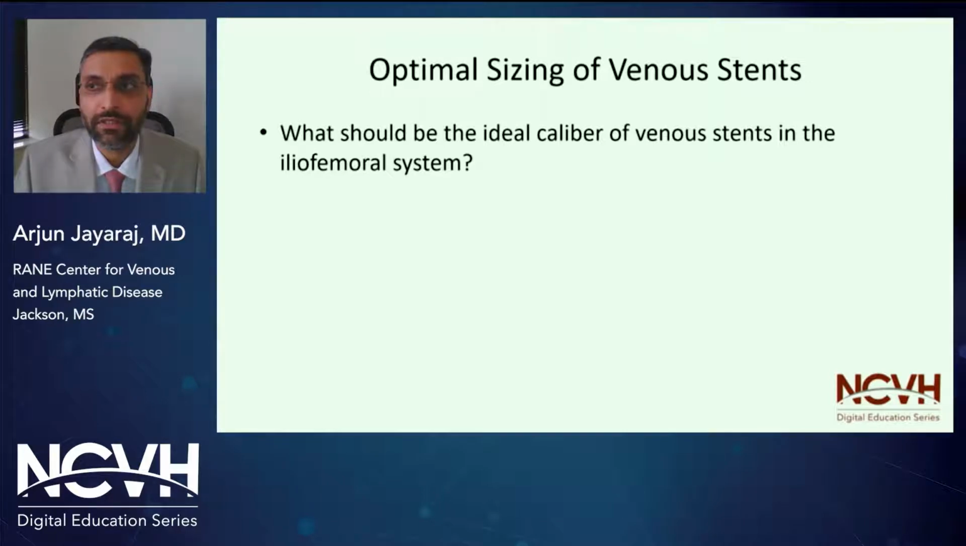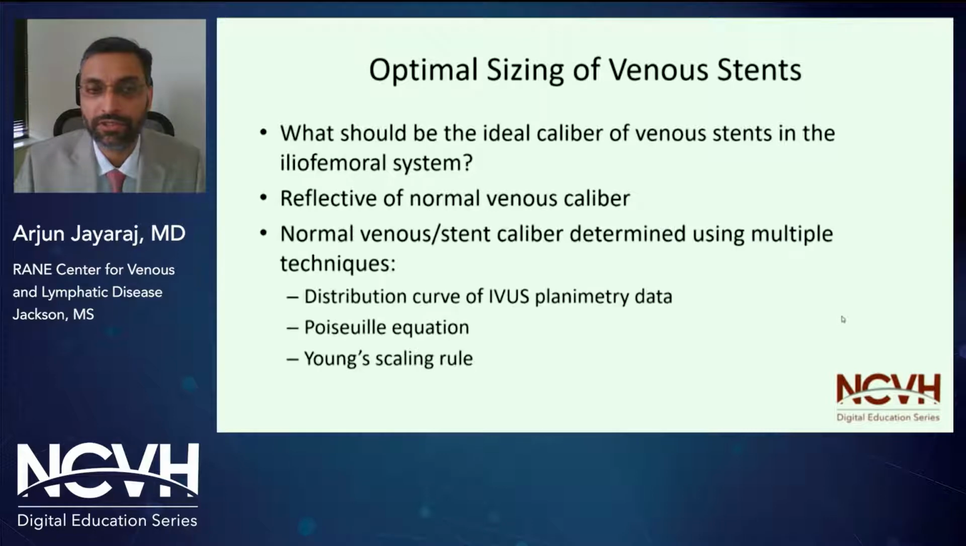The important question that needs to be posed with regards to this talk is what the ideal caliber of venous stents in the iliofemoral system should be. The simple answer to that is that they should be reflective of normal venous caliber. In order to answer this question, we used multiple techniques: the distribution curve of IVUS planimetric data, the Poiseuille equation, as well as Young's scaling rule.